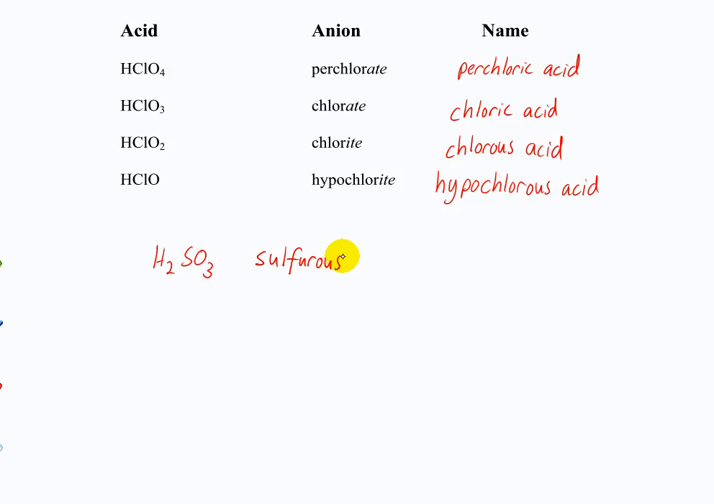Sulfurous acid, right. Why isn't it sulfuric acid? This anion is the sulfite anion, not the sulfate anion. Sulfate would be sulfuric acid, but the sulfite gives you sulfurous acid. Okay.